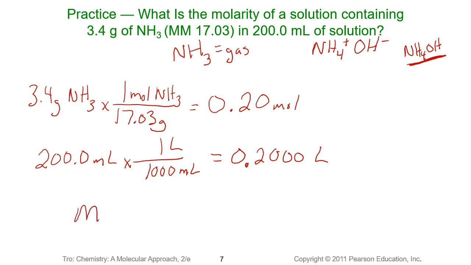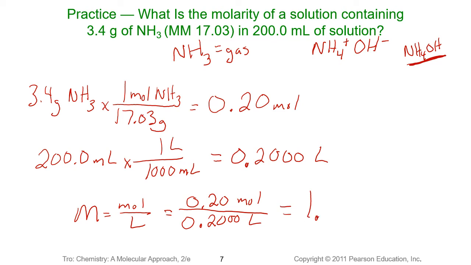And now we can find our molarity. Moles divided by liters, 0.2 moles divided by 0.2 liters. So we end up with a 1 molar ammonia solution. So to make this, we would add 3.4 grams of ammonia, fill our volumetric flask up to 200 milliliters, and make sure that it is mixed thoroughly.